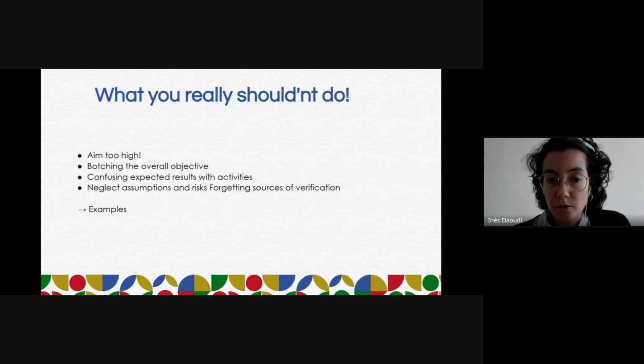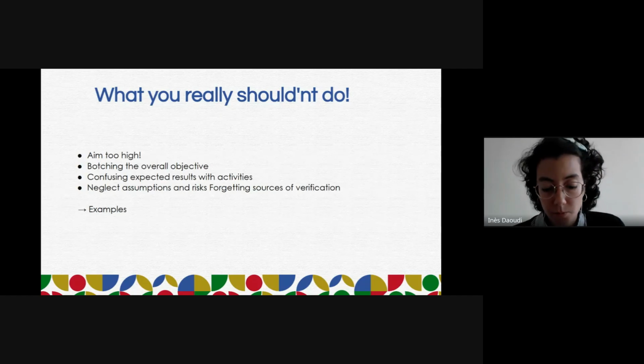Also, not rushing the overall objective. It has to be very clear, and you need to focus on defining specific objectives and expected results, because it is essential also to dedicate sufficient time. So for example, if your project is a one-year project, you need to be sure that you're going to be able to reach this objective in 1 year.